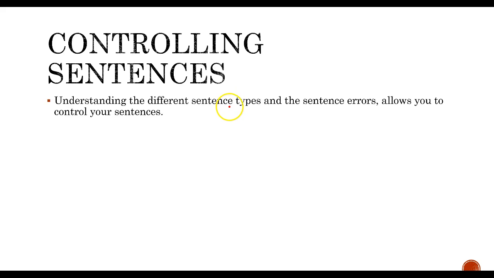Why is it so important that you know how to use your sentences well? So you can control them. You can have complete control over the way your sentences go if you understand how the different sentence types work and how the different sentence errors happen.